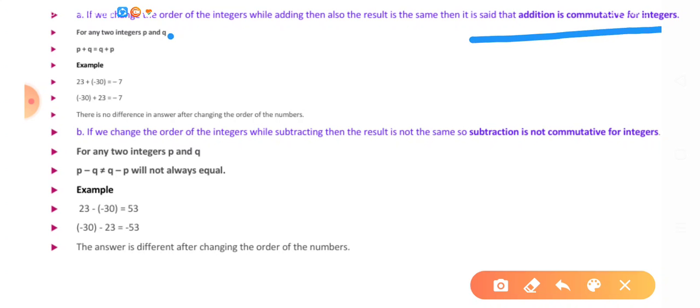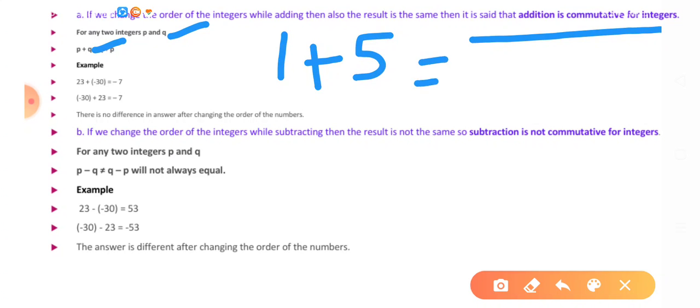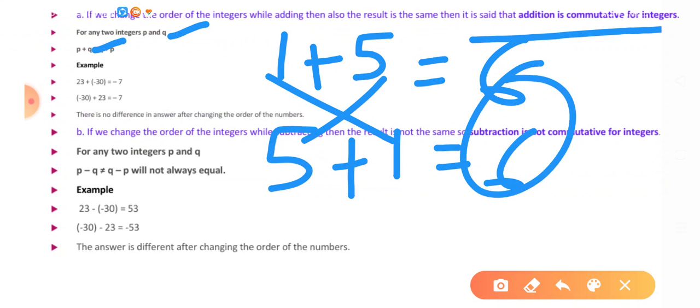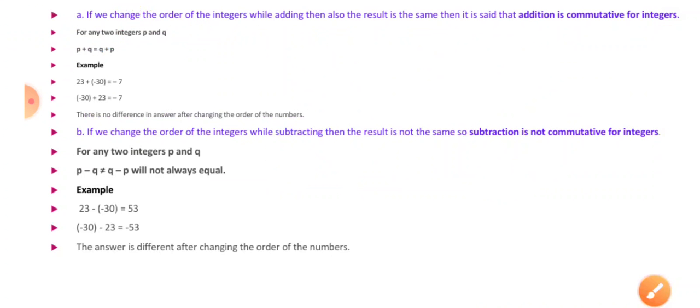For example, we have two integers p and q. So p plus q is equal to q plus p. You can take an example: 1 plus 5, what will it come? 6. 5 plus 1, what will it come? 6. You have interchanged the position, but the answer is the same. So in this way we can say that if you interchange the order of integers when adding, then the result is the same. So addition is commutative for integers. Here are some examples given.